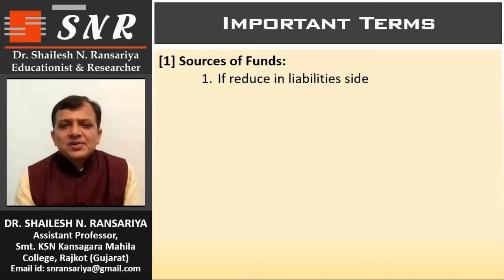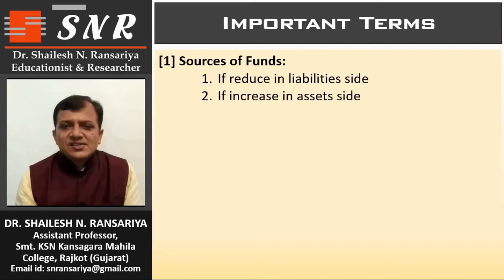For example, equity share capital reduced by rupees 3 per share. So equity share capital is on the liability side, and if it is reduced, we can say it is a source of capital reduction fund. Number two, if there is an increase in the asset side of the balance sheet, it means if any asset's value increases, it becomes a source of fund. For example, the book value of land and building is 5 lakhs. In the adjustment, the market value of land and building is rupees 7 lakh. So the asset side increases, we can say it is a source of fund.